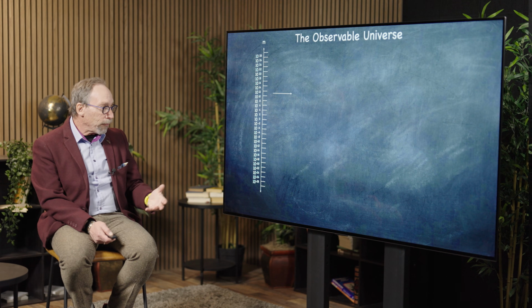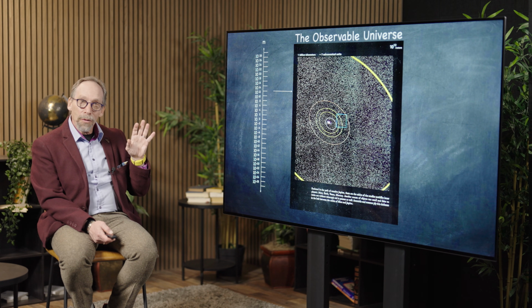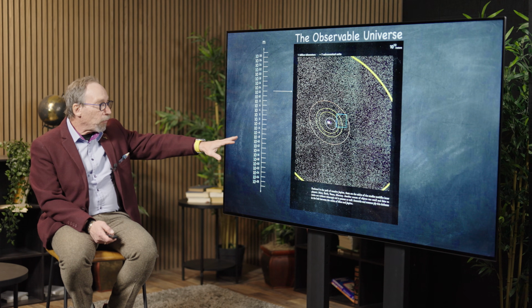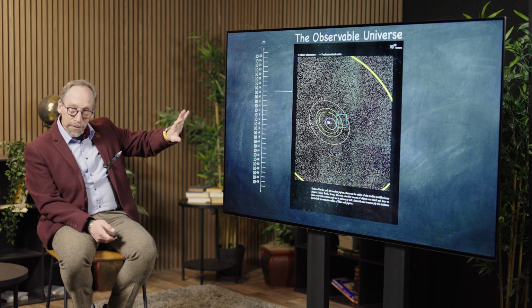When we go out by another factor of 10, 1,000,000,000 kilometers, 10 to the 12th meters, or about 7 times the distance between the Earth and the Sun, you can see now the orbits of all of the inner planets and the orbit of Jupiter. Again, this is an artist's rendering.